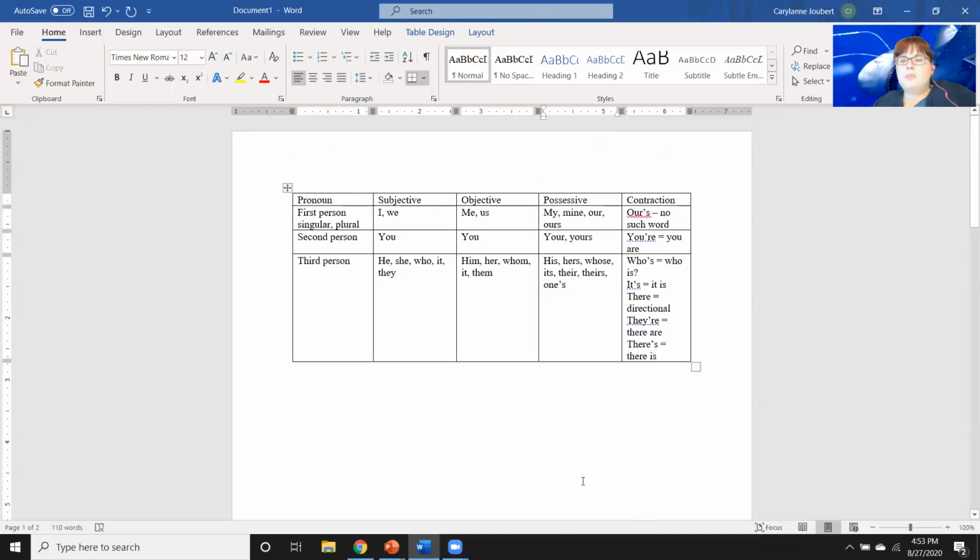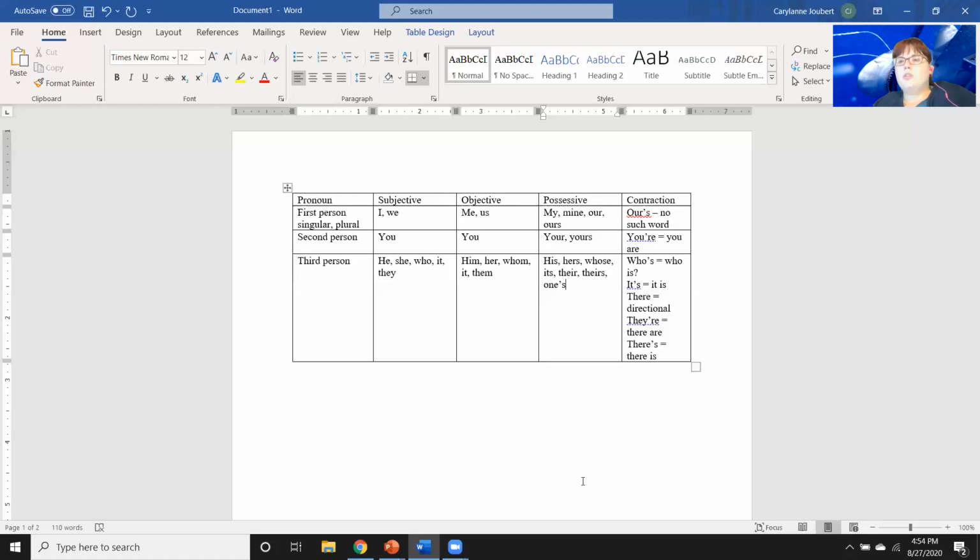With subject-verb agreement, it's the same way. If you have a singular subject, you need a singular verb to go with it. So he says. If you have a plural subject, you need a plural verb to go with it. So they say. You need to have it match in number each time.